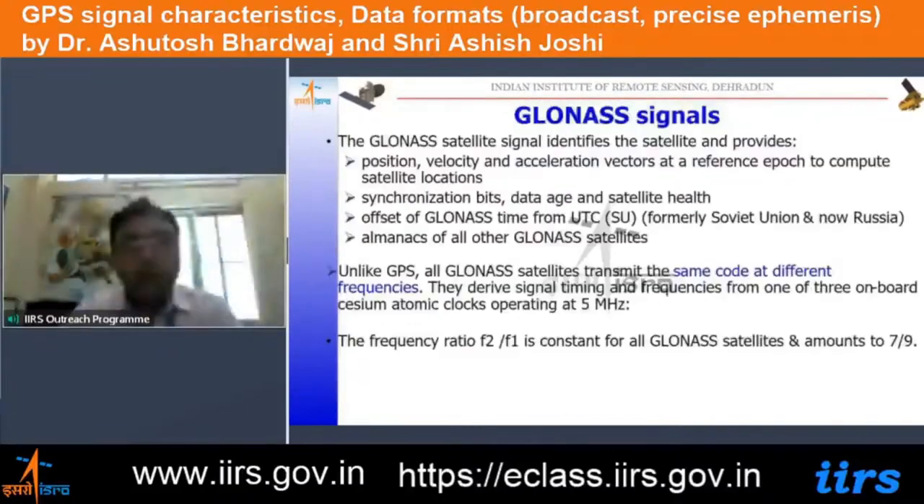Now GLONASS is also providing position, velocity, and acceleration vectors at a reference epoch to compute satellite locations. Similar to GPS, there is also some difference between the atomic clock used by GLONASS and the UTC time. So those things are taken care of. The frequency ratio f2 by f1 is constant for all the GLONASS satellites. For L1 and L2, that is equal to 7 by 9. The atomic clocks which are on board operate at 5 megahertz.